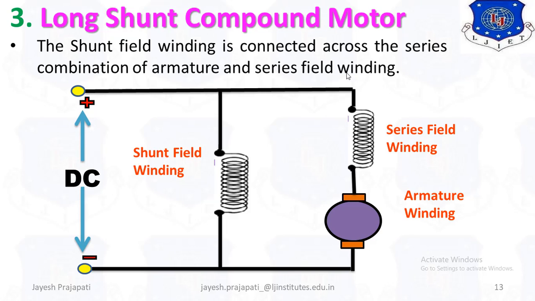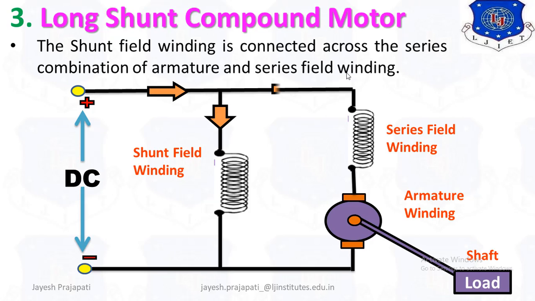Now at the center of the armature there is a shaft connected. At the shaft we have to connect a load. Now due to this DC supply the current can flow in the shunt field winding and series field winding. Okay, so in this way current can flow in this long shunt compound motor, and also a polarity across the shunt field winding and series field winding is created in this way. So the motor can be rotated in this way.